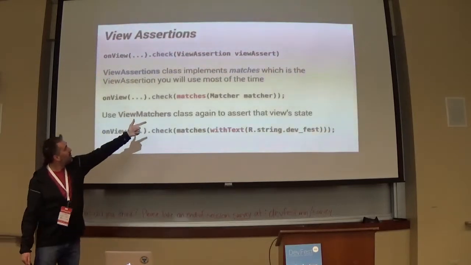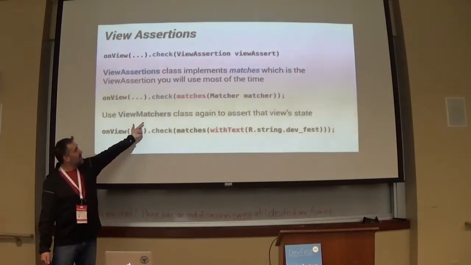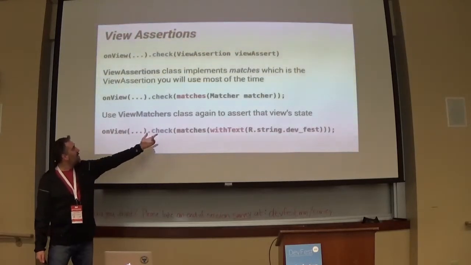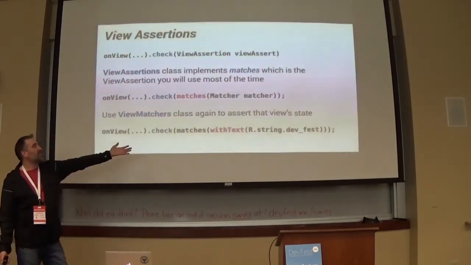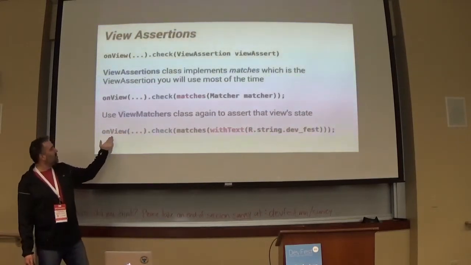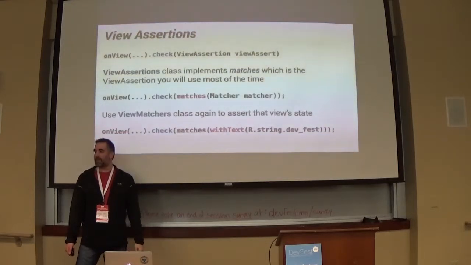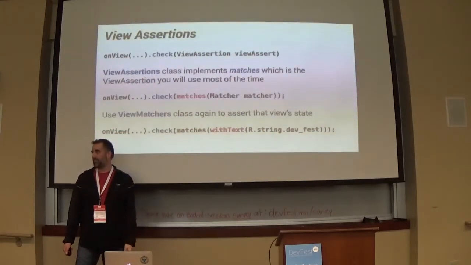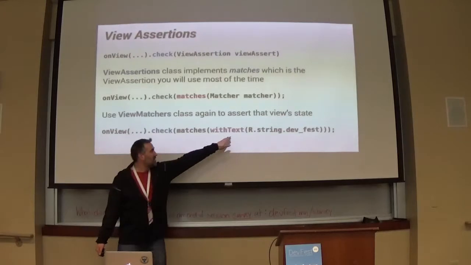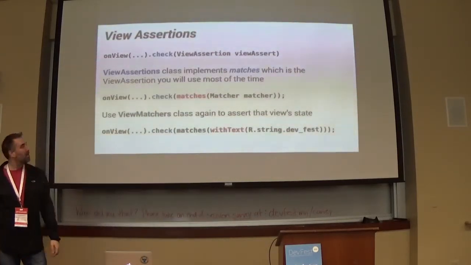It takes a matcher, like I said. The ViewMatchers class again has ones you use with assertions. So in this example here, I do onView, check to see if the text matches what I have in this string resource. Most of these methods, just for reference, can just take normal strings. It's just useful to use the string resources.